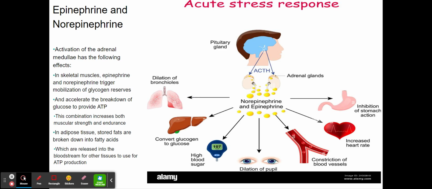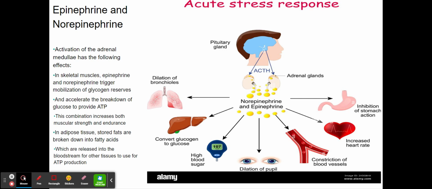Epinephrine makes up about 75 to 80% of the secretions from the adrenal medullae. The rest is norepi. These hormones interact with the alpha and beta receptors on plasma membranes, as we discussed back in 168. Stimulation of alpha 1 and beta 1 receptors, the most common types, speeds up the use of cellular energy and the mobilization of energy reserves. Activation of the adrenal medullae has the following effects.